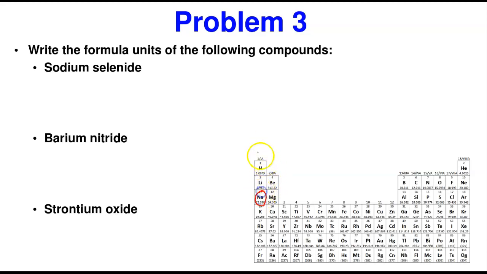Sodium here is in group 1. This will be +1 for these guys. This will be +2. And this will be +3. Those are the ones we're interested in now. So this will be sodium. Sodium will always have a charge of +1. So we're going to say Na+.